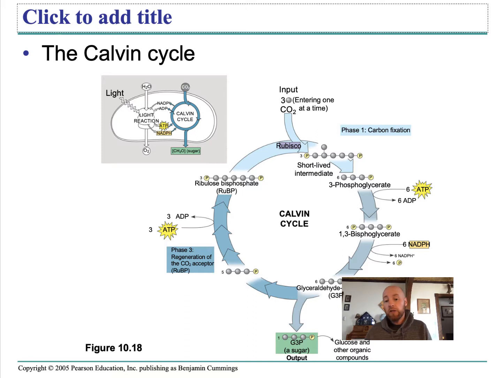Now that we have our sugar, we need to reset the cycle. With that, it's going to take more ATPs to go back to the original RuBP molecule. So for this process to make a single G3P sugar, we're using 9 ATPs and 6 NADPHs. That's what we just stored in the light reactions.